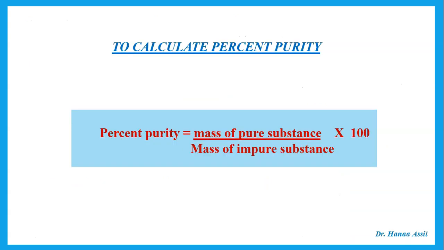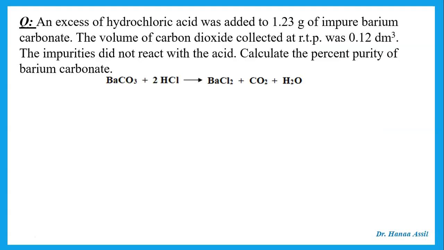We will also be required to calculate percent purity. Percent purity is the mass of the substance that we calculate is supposed to be there over the total mass of the impure substance times 100. So for example, here we have 1.23 grams of impure barium carbonate. We cannot use that mass for anything.